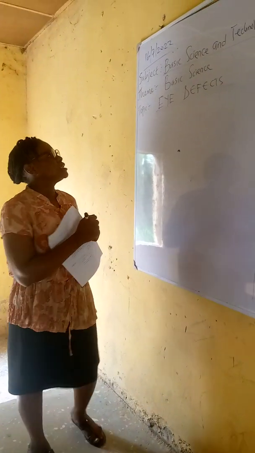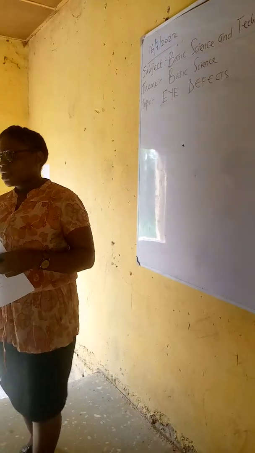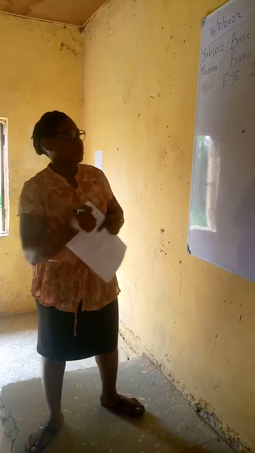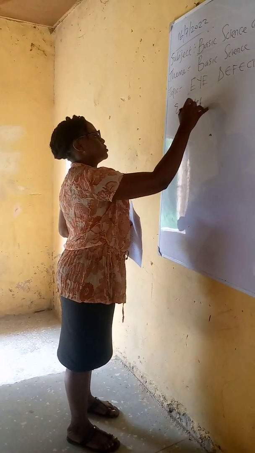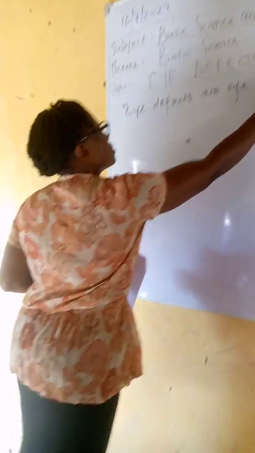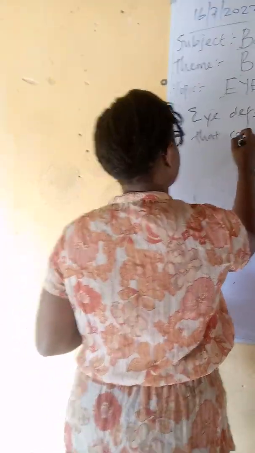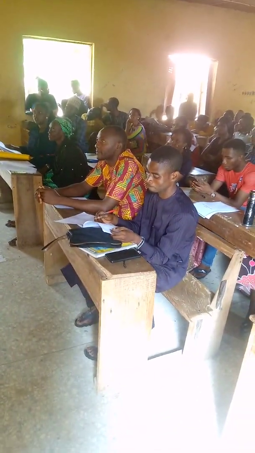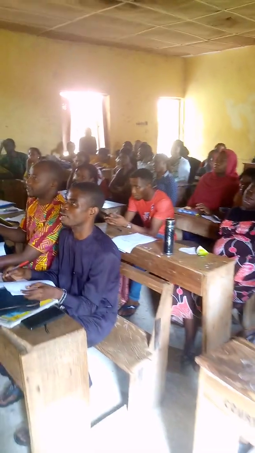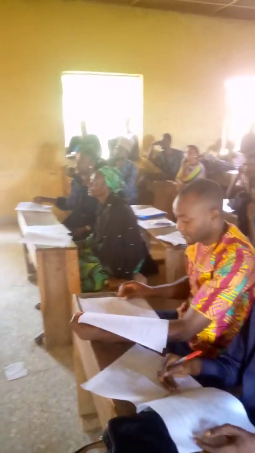Now, eye defect simply means eye problem. Eye defect means eye problem that causes the eye to malfunction. Can you all read for me what is eye defect? Eye defects are eye problems that cause eye malfunction. Thank you. Everybody look up here.